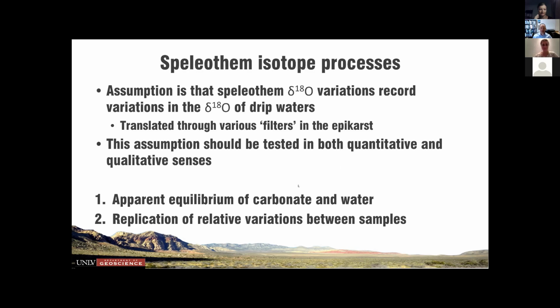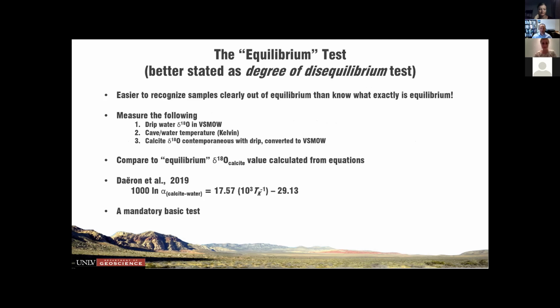And I like to use two tests. One is you look for whether the speleothem is forming in approximate equilibrium. And then the next is with your speleothems, will the records replicate between different speleothems? So I only have a few minutes, so there's enough time for Q&A after. So I want to go somewhat quickly through this. But the first is the equilibrium test.